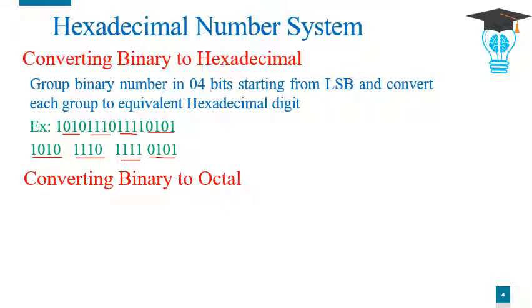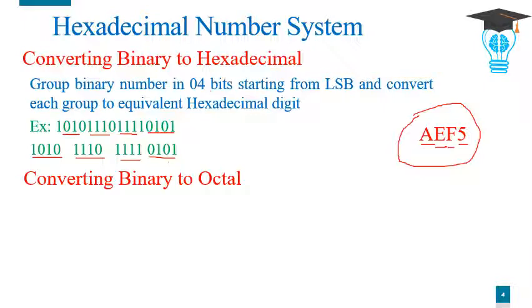Now convert each group to its equivalent decimal. The first group gives rise to 5. The second group is 1111, which is equal to 15, that is F. The third group is 1110, which is equivalent to E, and the fourth group is 1010, which is 10, which is nothing but A. So AEF5 will give you the hexadecimal equivalent of the binary number given.